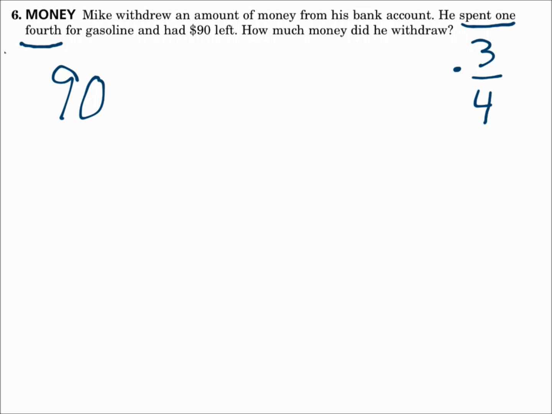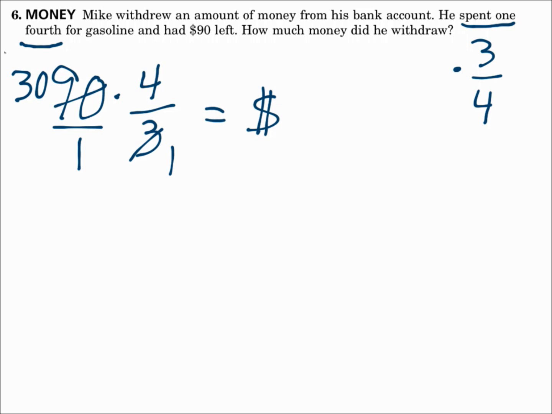Dividing by 3/4 is multiplying by the reciprocal, so multiply by 4/3. 90 times 4/3. The 3 and the 90 can cancel out a little bit. Reduce it by a factor of 3. So he had $120.